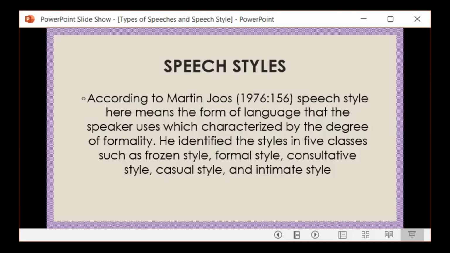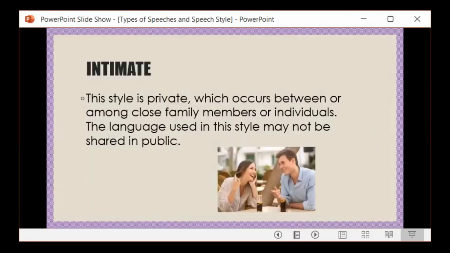Now, let's move on to the first speech style, which is what we call the intimate. So when we are talking about intimate, this style is private. Usually, it happens between or among close family members or individuals. And the language that you may use in this style may not be shared in public.